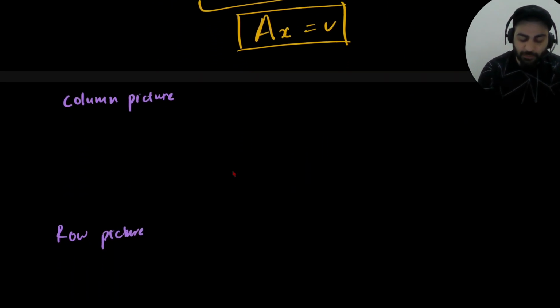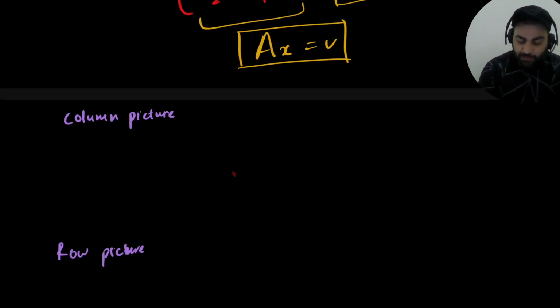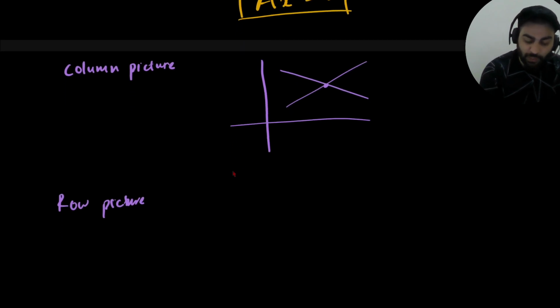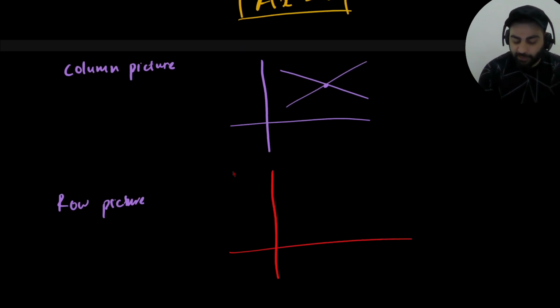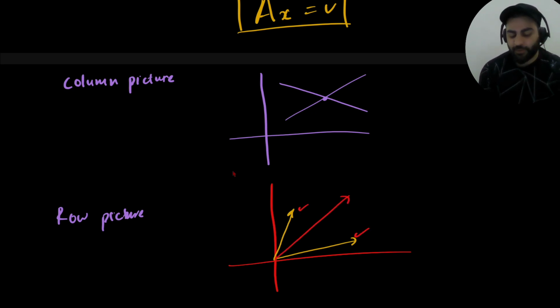So in the column picture, we just wrote the equations. We constructed that line, line 1 was like this, and then we had another line, and we found this point. In the row picture, we represented everything using vectors. Let's suppose we had a vector like this, and then another vector like this, and we wanted to reach this vector using these two vectors. So we use a linear combination of this and this vector to reach this vector. That was our row picture.